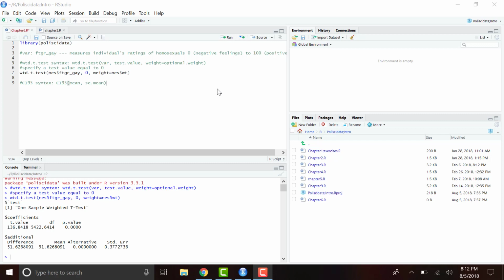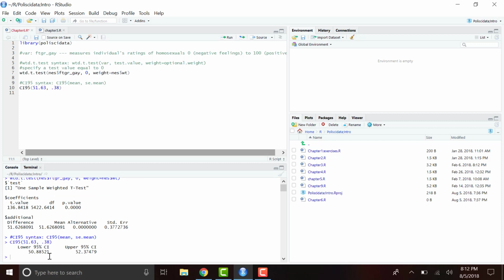So I put in line 9 the syntax of the function. So let's plug it in. So our function is CI95. Our mean is 51.63. And our standard error is 0.38. So this gives us, as you can see, our lower 95% boundary at 50.88 and our upper 95% boundary at 52.37.